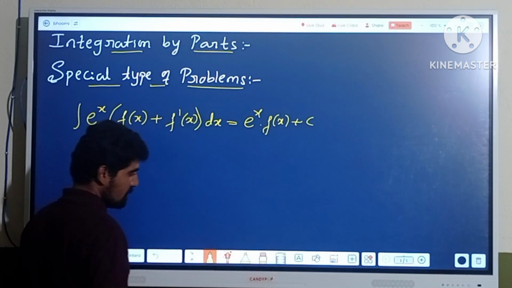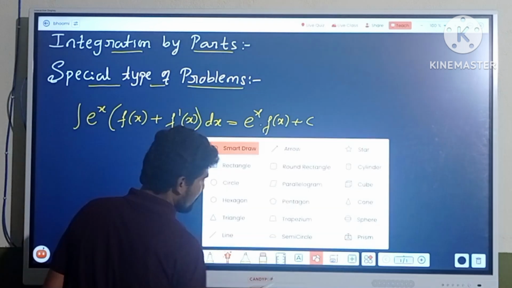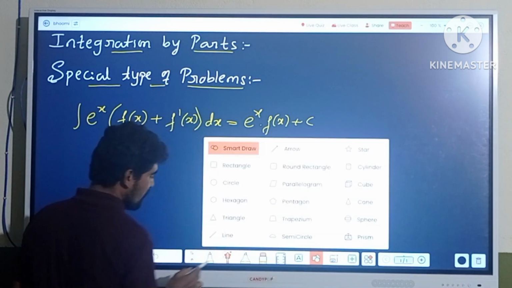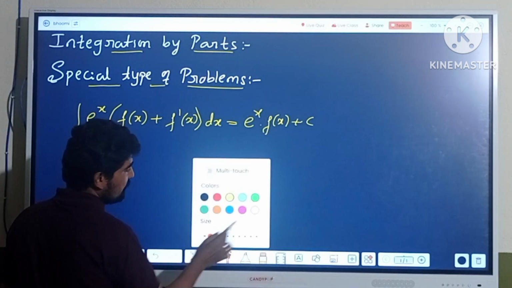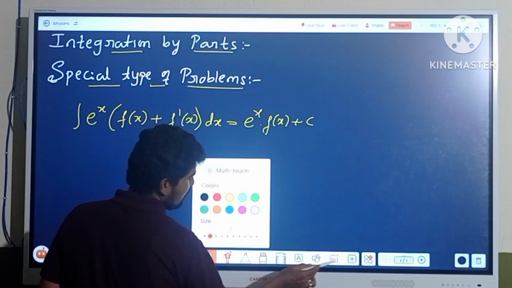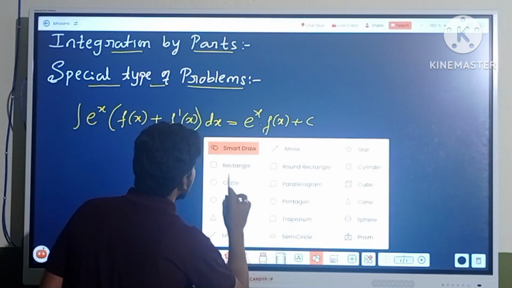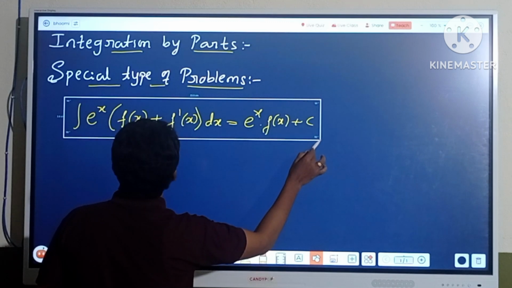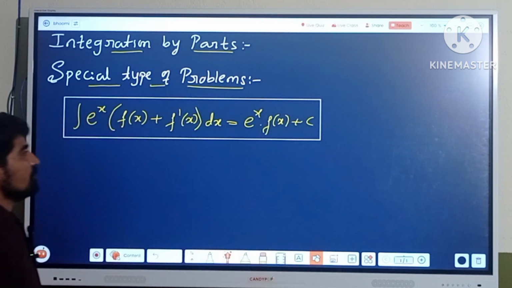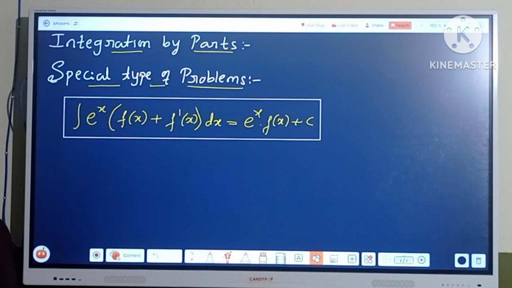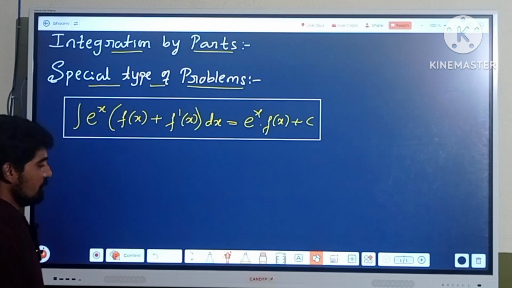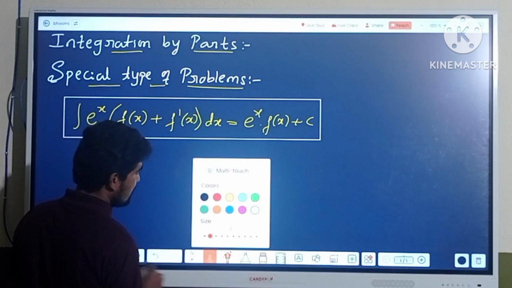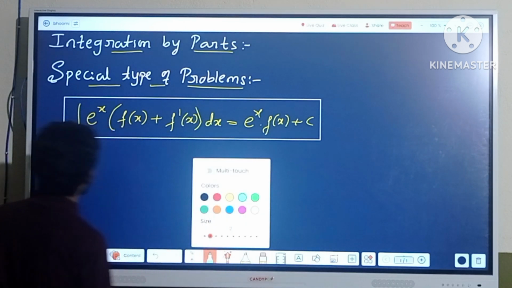So observe here, this is a very important formula because this can be asked in your annual examination for 3 marks, and many times problems are asked which are solved by using this formula. So integration of e power x into f x plus f dash x dx is equal to what? e power x into f x plus c. Let us consider one example.